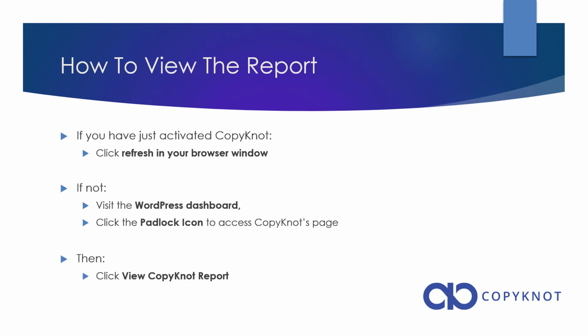And viewing the report is very simple too. If you've just activated CopyKnot, you'll need to refresh in your browser window. But if not, visit the WordPress dashboard, click the padlock icon to access CopyKnot's page, and then click View CopyKnot Report.